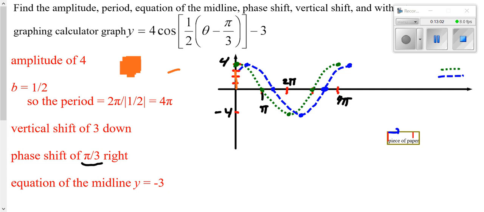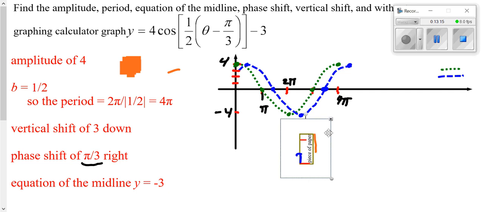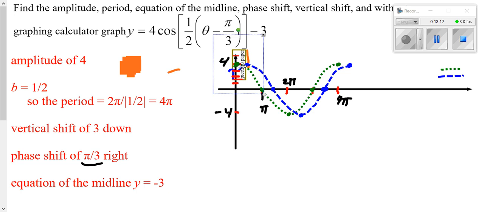So I'm going to take my piece of paper, turn it sideways, and mark that on my piece of paper, and I'll use that to mark how far I have to move everything. So I'll come along to this first key blue point, and then I'll mark that. Then move that piece of paper to the next point.